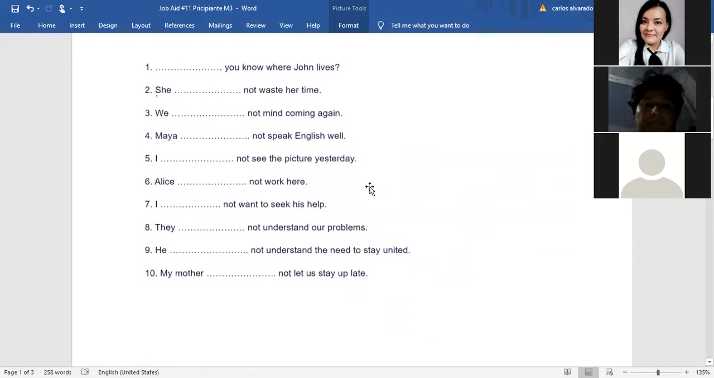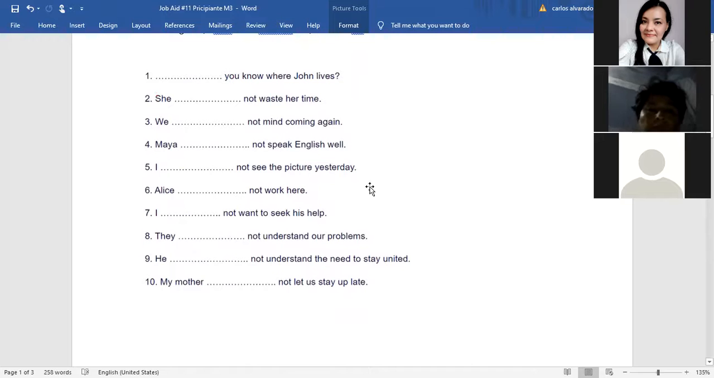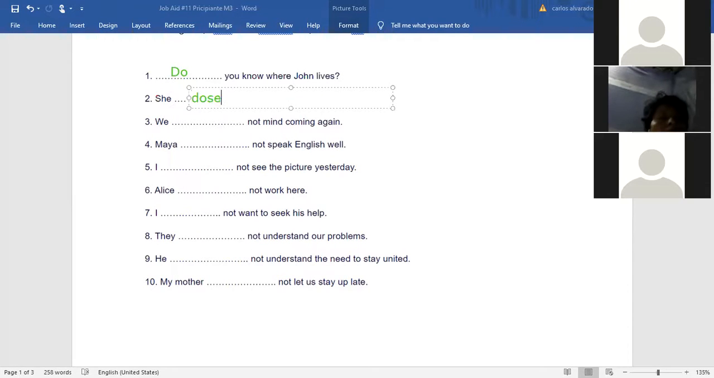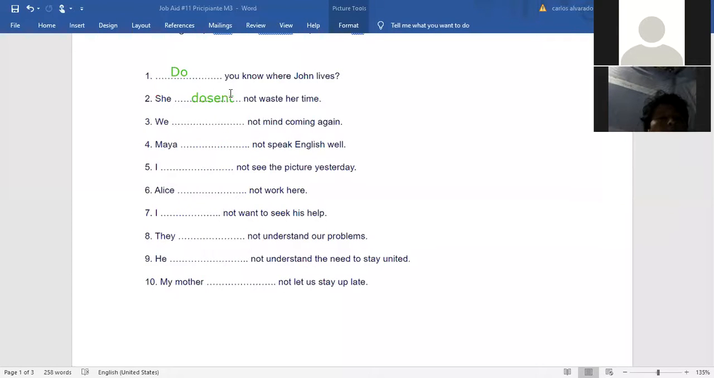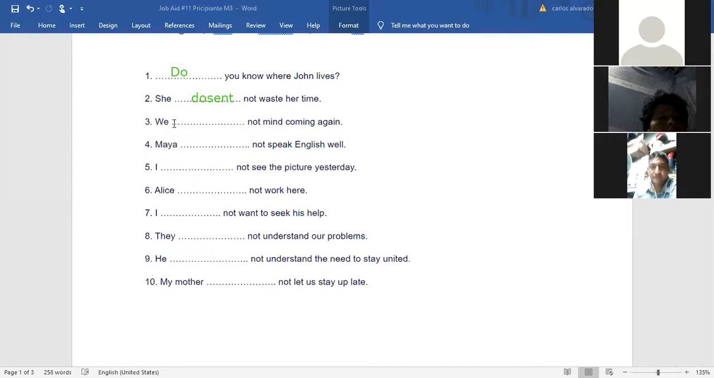Let's finish the sentence here. What can you use here to finish the sentence? You can use do or does. Number one, blank, you know where John lives. What would be the answer? Do. Mm-hmm, correct. Do you know where John lives? Very good. Number two, she blank not waste her time. Does. Okay, she doesn't waste her time. She does. No necesito ahí la contracción ya porque me están dando not. So solo sería does. Number three, we blank not mind coming again.